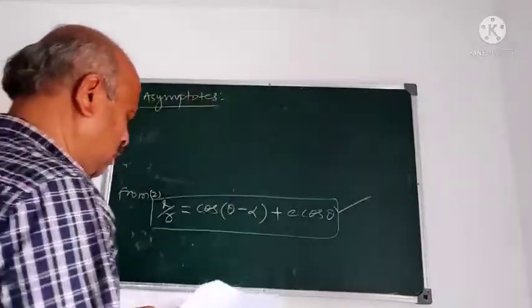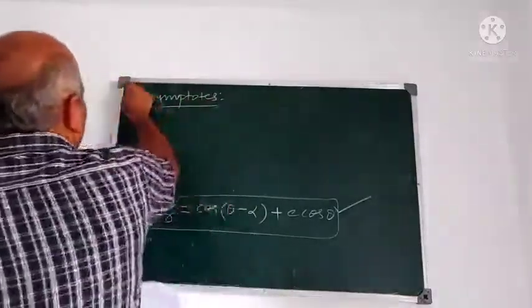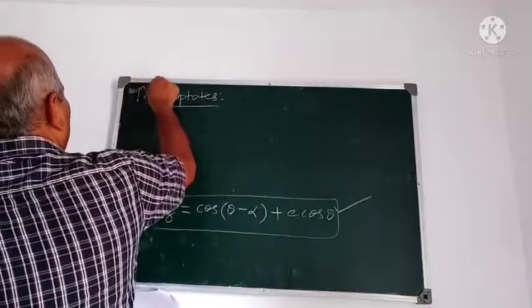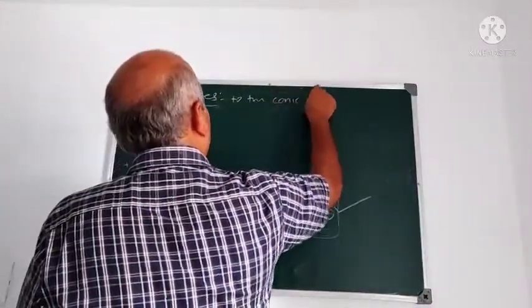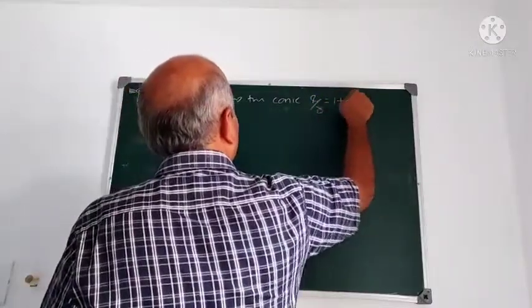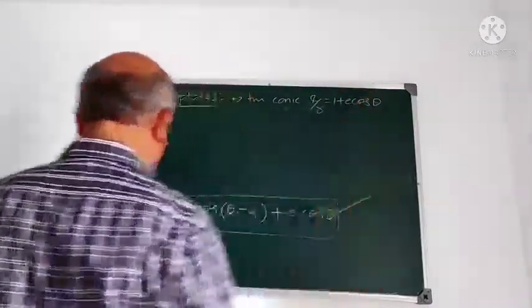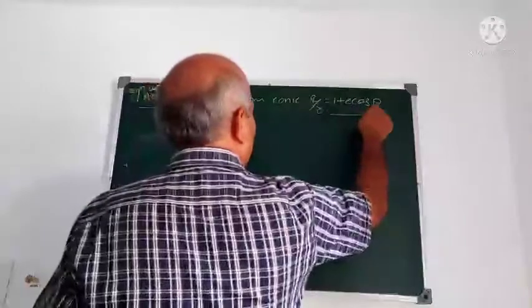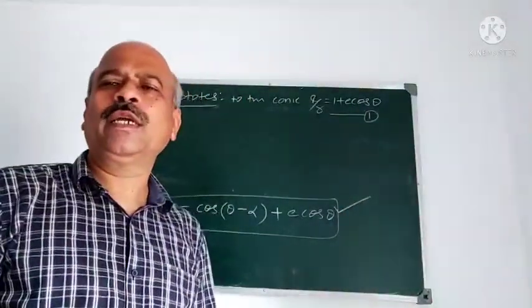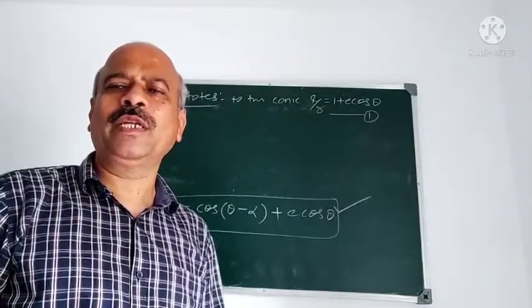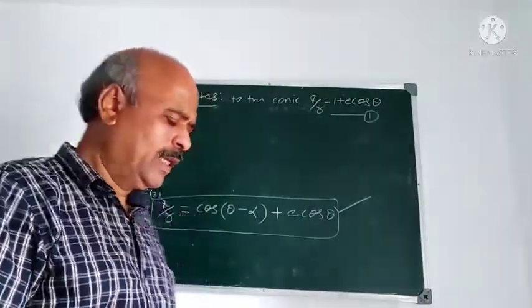To find the equation of asymptotes to the conic, L by R is 1 plus E cos theta. Now you know what an asymptote is: an asymptote is a tangent to the curve at infinity. Using that we find the asymptote.